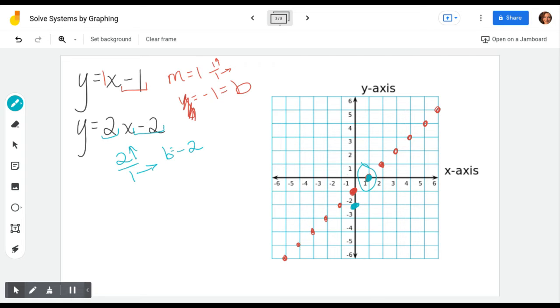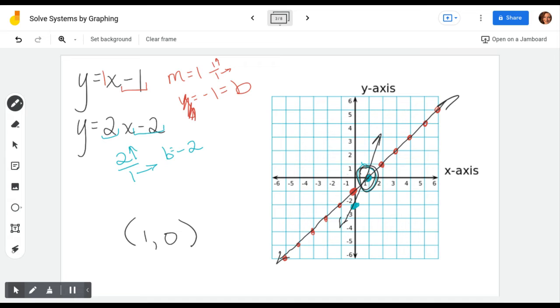If I did go in and draw my line, so that first line, the red line, looks like this. If I draw my second line, what you're going to find is that they cross at this point. So the solution is the point. Let's see, that would be 1, 0.